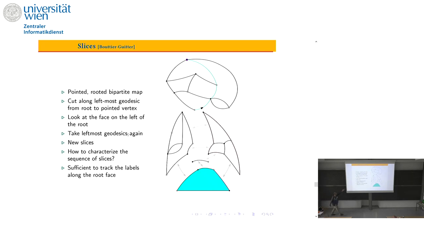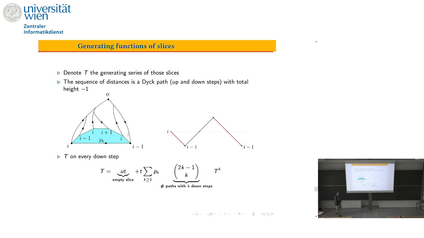So now, how to characterize the sequence of slices that I will use? It's actually sufficient to keep track of the distances. And I will show you how to calculate the generating functions of slices. I call that generating function T. Yes, sure, it's bijective. It's totally unique because of the pointed vertex. You take the leftmost. It's very important to take the leftmost.